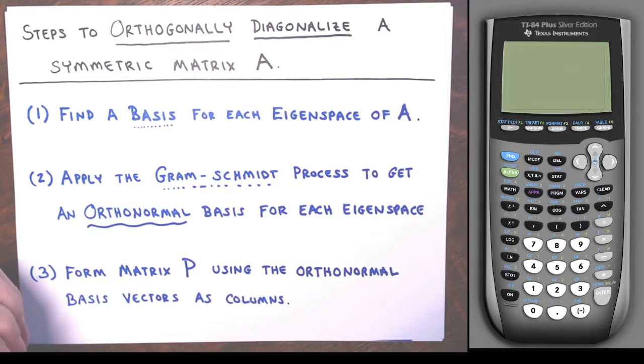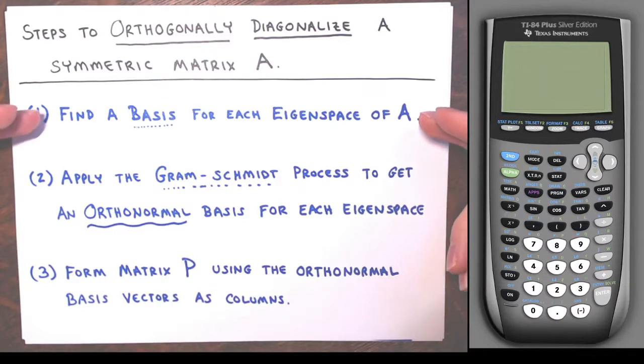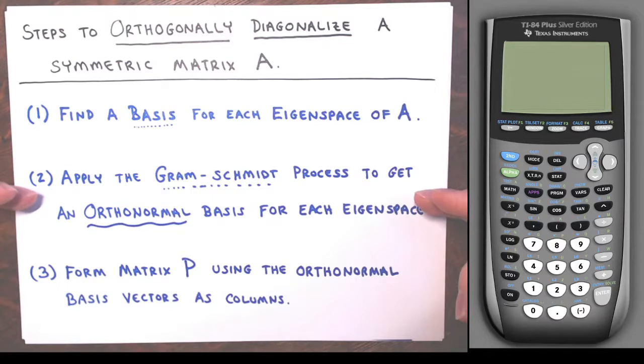Okay, so once more through, and I'll do the steps in some examples. You find each eigenvalue and a basis for each eigenspace of A. Then transform each eigenbasis into an orthonormal basis for those eigenspaces. And then using those orthonormal basis vectors as columns, you construct matrix P. And then you'll have a matrix P that orthogonally diagonalizes matrix A.